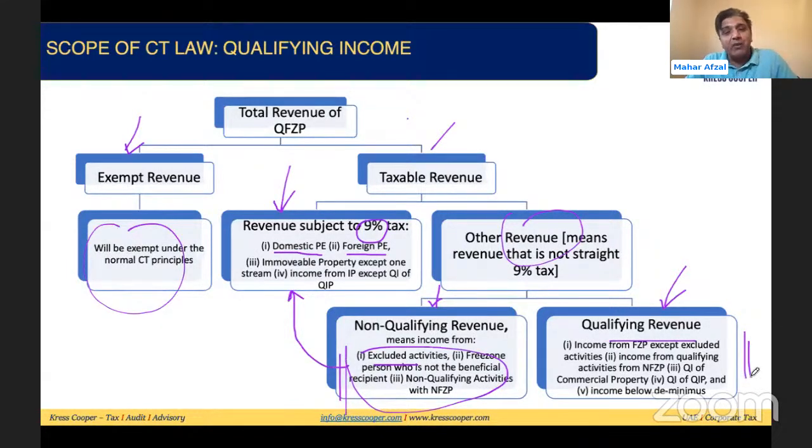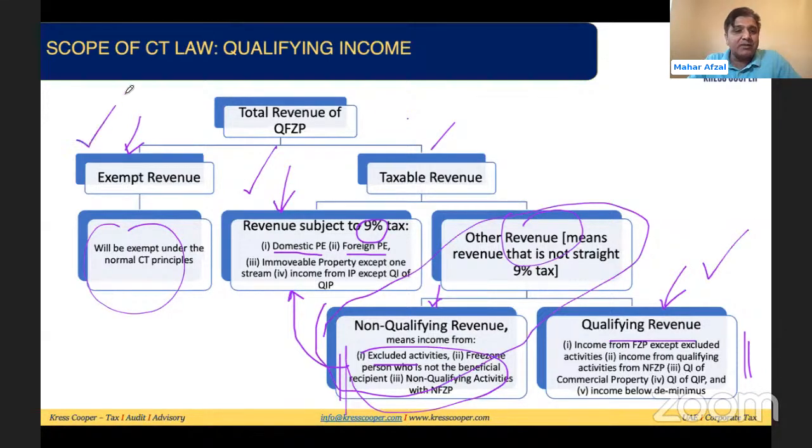The important thing is whenever we are applying the de minimis criteria, the law says we need to consider the non-qualifying revenue divided by the total revenue. They are considering this area basically. This is the non-qualifying revenue and total revenue. We should not consider these other revenues. We need to consider the non-qualifying revenue of the qualifying free zone person as the numerator, and the total revenue as the denominator. This percentage, if it exceeds 5% or 5 million, whichever is lower, then it will be considered that the qualifying free zone person has not met the criteria of being a qualifying free zone person.